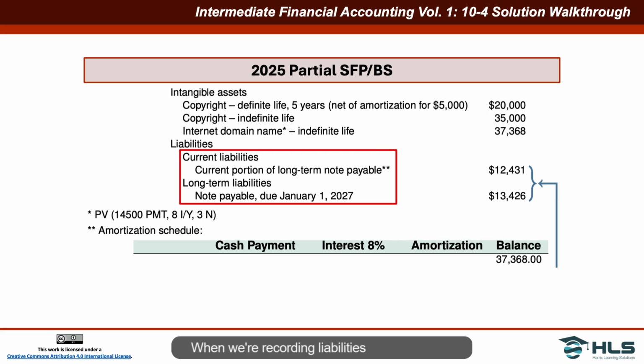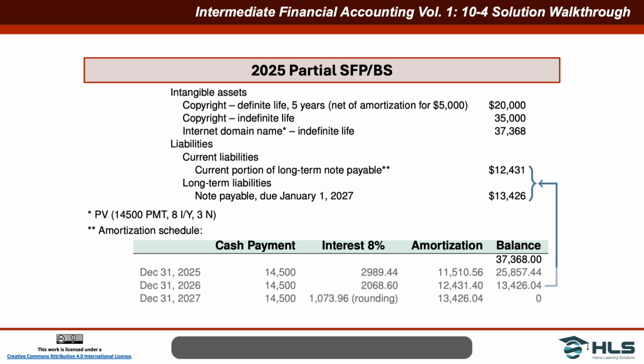When we're recording liabilities on the balance sheet for things like notes and loans, we have to make sure that we separate any current and long-term portions of any note or loan. Here's the rest of the amortization table for the note. At this point, you should be comfortable with amortization tables, and you're welcome to recalculate any of the numbers in the table. Since we're at December 31st, 2025, we need to report how much of the loan principal comes due in the next year, with the remaining balance of the note as a long-term portion.